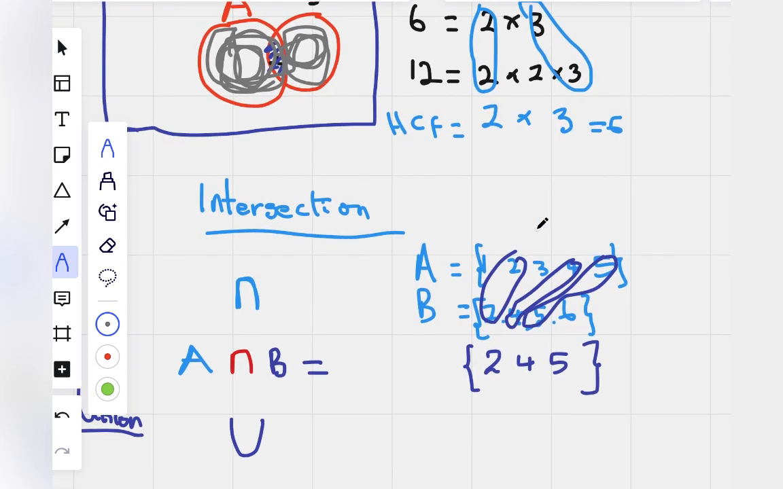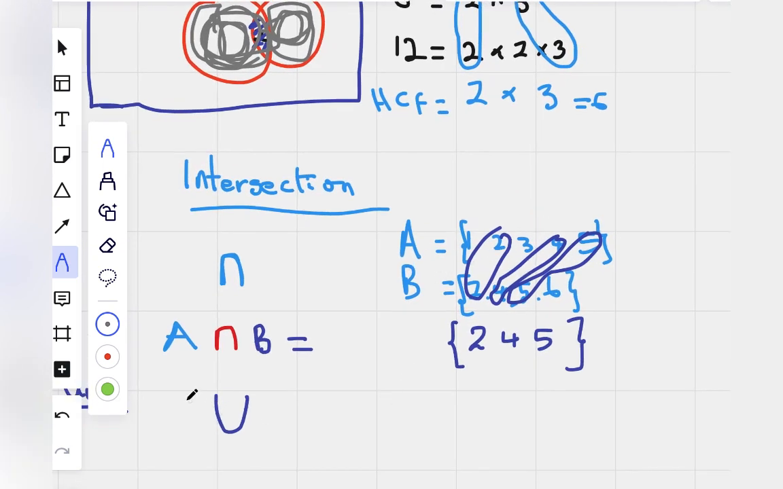So if we are asked to list the elements of A union B, we're going to list all the elements here, 1, 2, 3, 4, 5, but we're not going to repeat a number twice, even if it appears here and here. As long as we list the number once, it's enough. Even if it's not on both sides, as long as it appears in any of them, you're going to list the number.